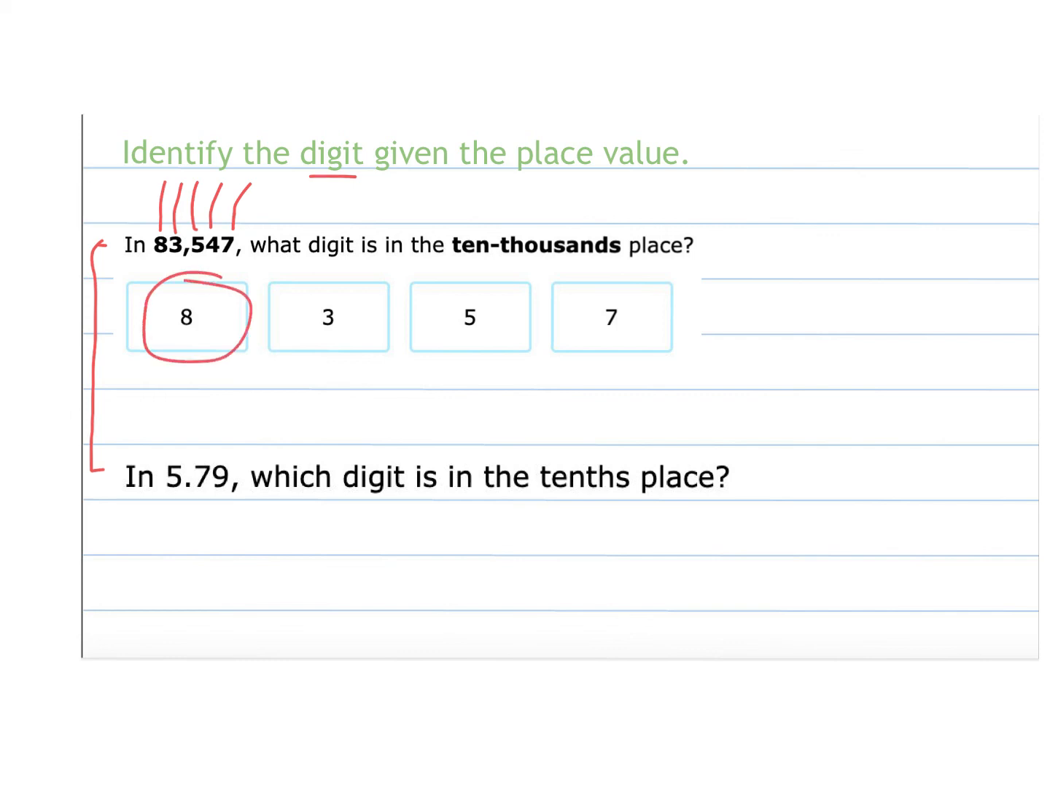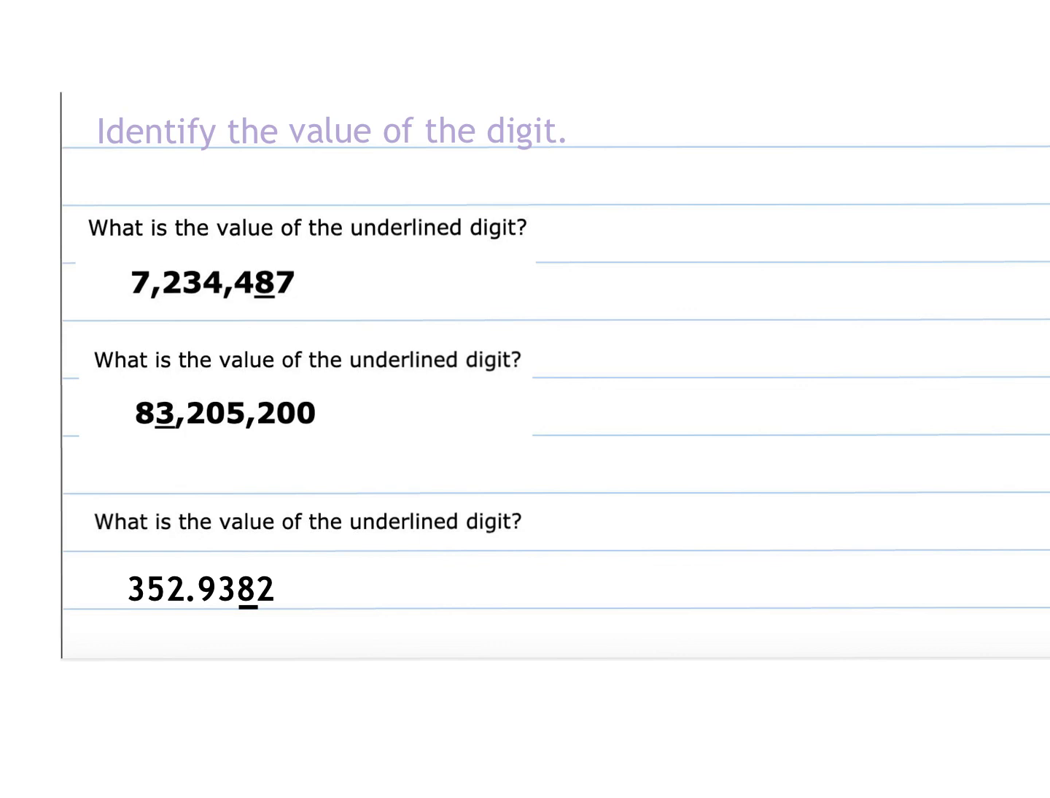And then in 5 and 79 hundredths, which digit is in the tenths place? I know tenths is right to the right of the decimal, which is 7, so then it's going to be 7. And lastly, we have identifying the value of the digit. So if you feel comfortable and you want to pause me and go ahead and try all 3 of these on your own and then come back and check, feel free. Otherwise, follow along with me in your notebook as I go through them.